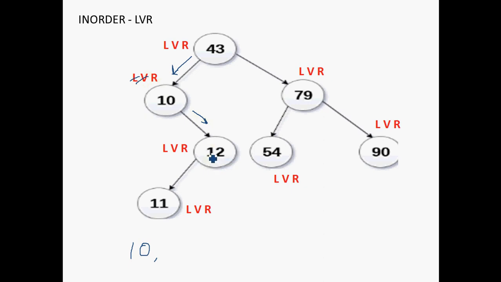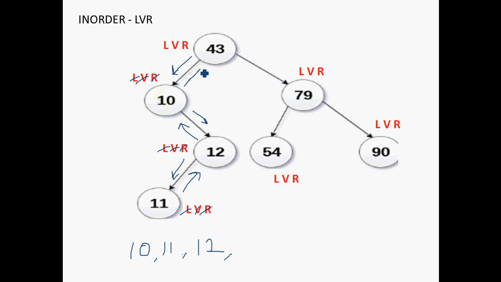So 12 is there. Is there a left of 12? Yes, so go to the left. So 11, is there a left? Left is not there, so visit 11. The visit is complete. Then right is not there, so it is done. Go up. This was the left of 12. Now visit 12, which means printing 12. The visit is complete. Now right of 12 is not there, so go up. This was the right of 10, so it is complete.